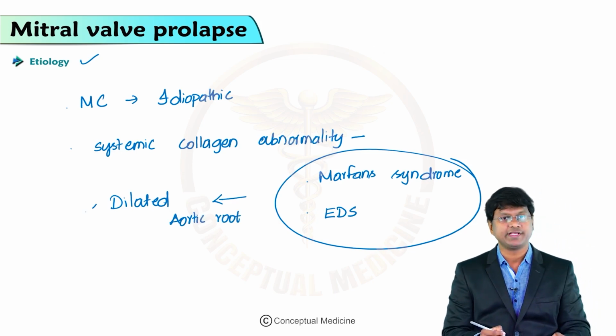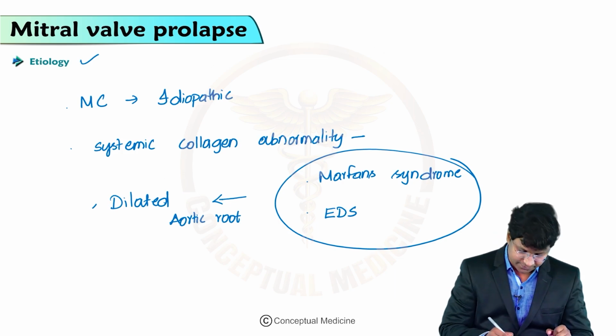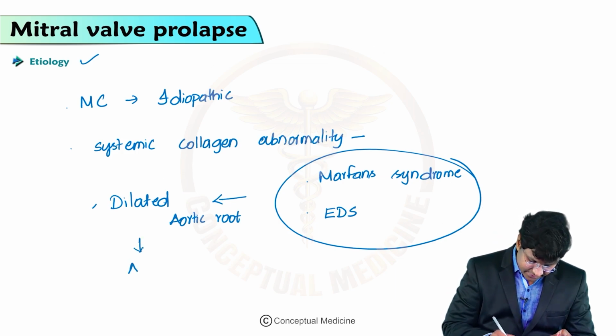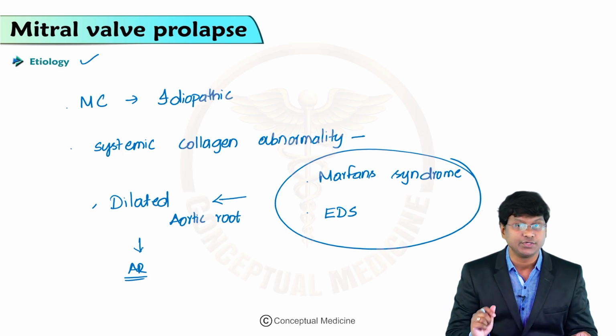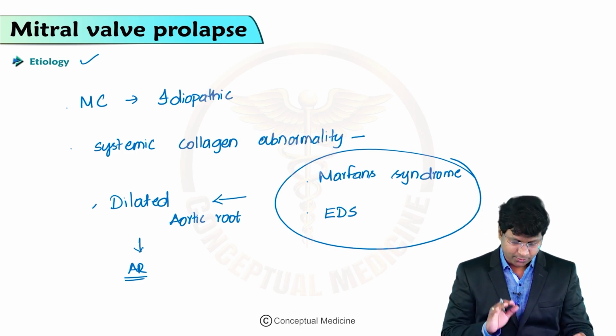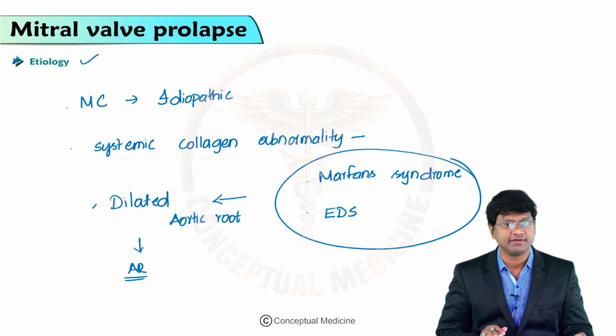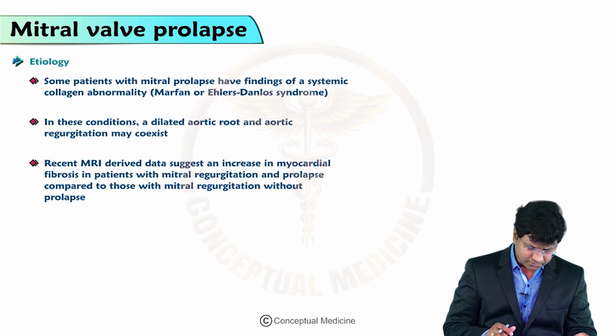There can be coexistent dilated aortic root, resulting in aortic regurgitation. Okay. Now, these are the etiologies for the development of mitral valve prolapse.